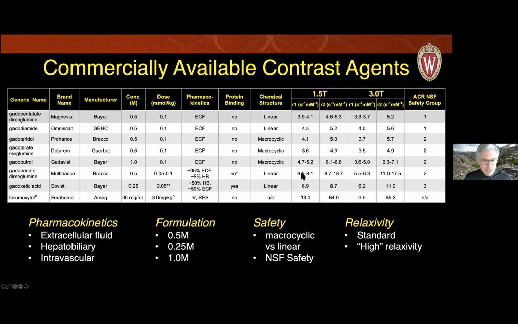So for example, I believe, and I'd have to double check this, but I think that the 6.3 with Multihance is in saline, whereas the 8.1 is in human plasma. And so that's probably because there's albumin that's present.